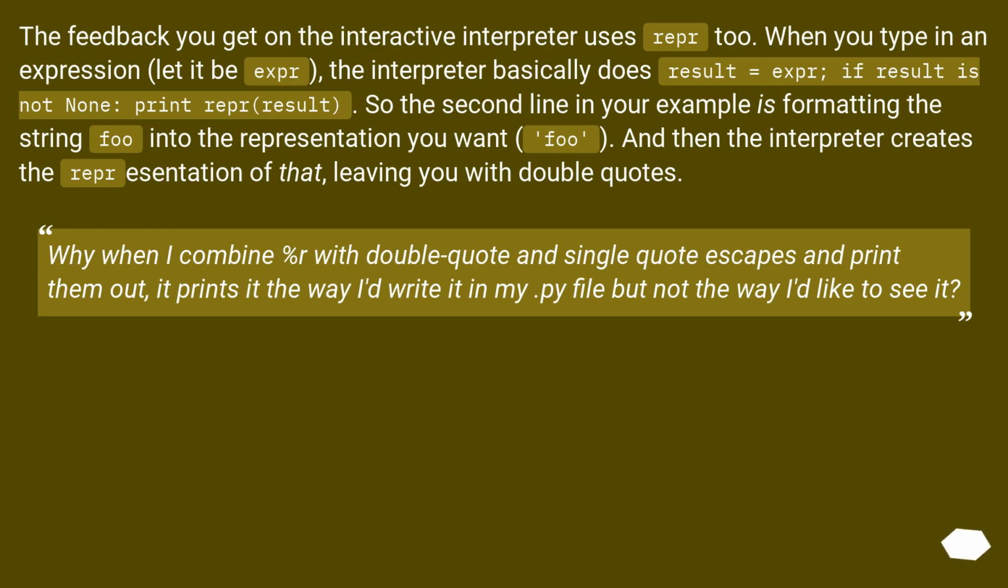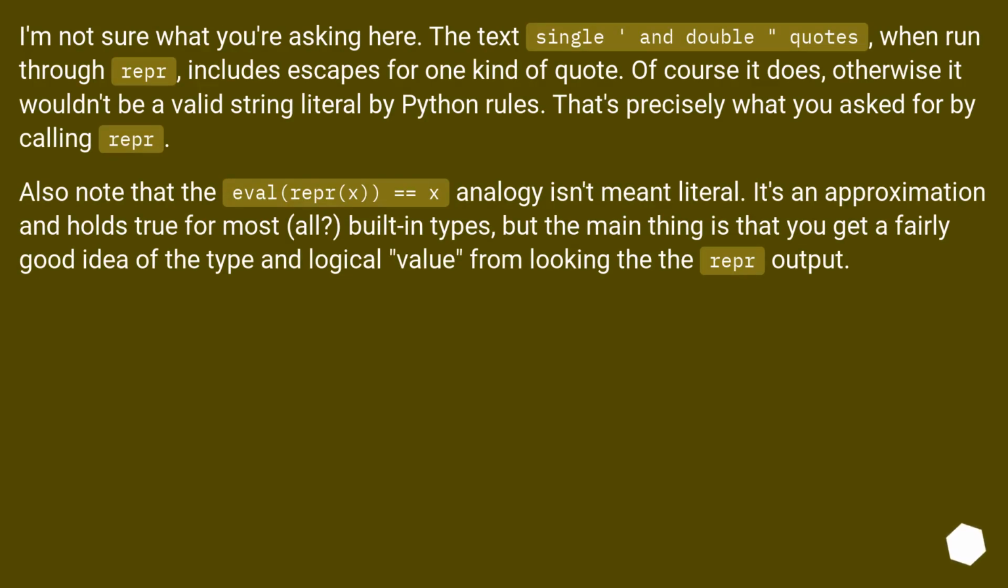Why, when I combine %r with double quote and single quote escapes and print them out, does it print it the way I'd write it in my py file, but not the way I'd like to see it? I'm not sure what you're asking here. The text with single and double quotes, when run through repr, includes escapes for one kind of quote. Of course it does, otherwise it wouldn't be a valid string literal by Python rules. That's precisely what you asked for by calling repr.